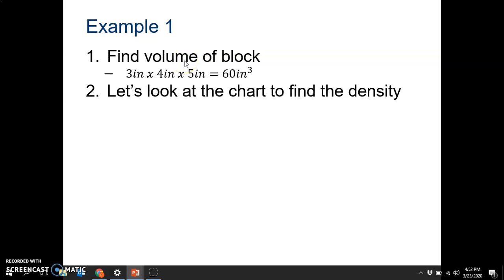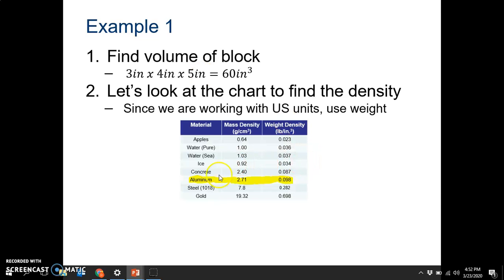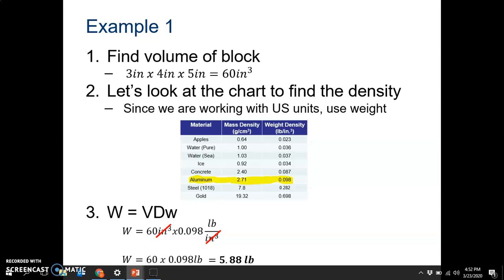Now let's look at the chart again to find density. Since we are working with US units, let's use weight density. We have aluminum, weight density, and we know the density is 0.098. Since we are looking for the weight, we will use the formula that has weight by itself. So I'm going to multiply my volume by my weight density: 60 inches cubed times 0.098 pounds per inches cubed. Inches cubed will cancel out, so I am left with 5.88 pounds. That 3x4x5 block would weigh 5.88 pounds.